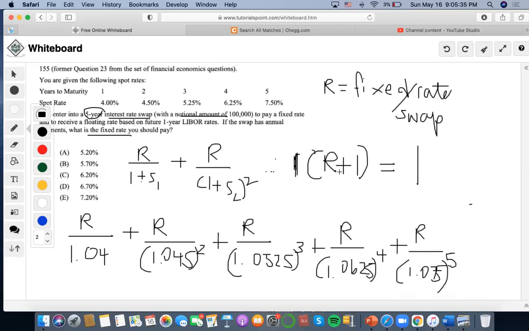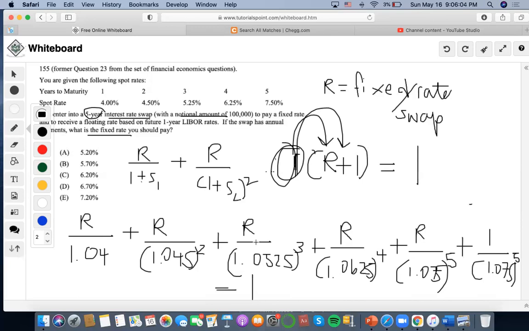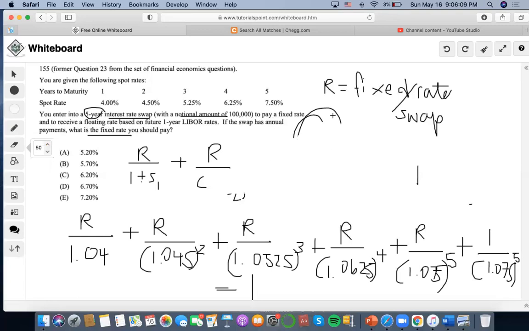Now for R, I just applied 1 over 1.075 to the 5. This is the segment, and it has to be applied to R, which I just did here, and then it has to be applied to 1, which means that we repeated the last one more time. And then again, the equation says we have to set this whole equation equal to 1, and from there we solve to find R. So yes, R, fixed rate, swap rate, they all mean the same thing.